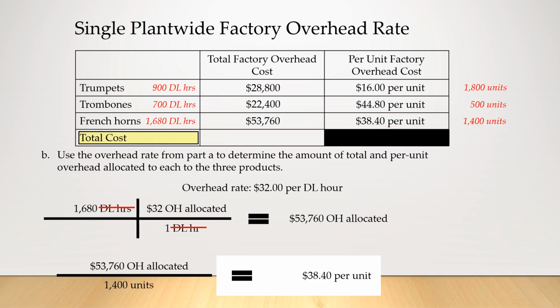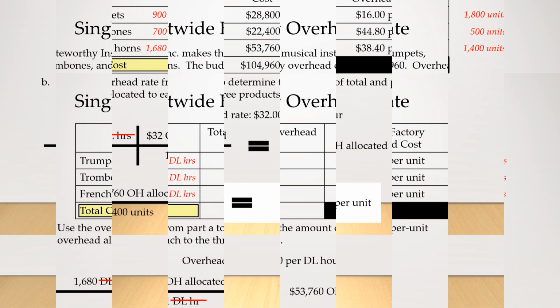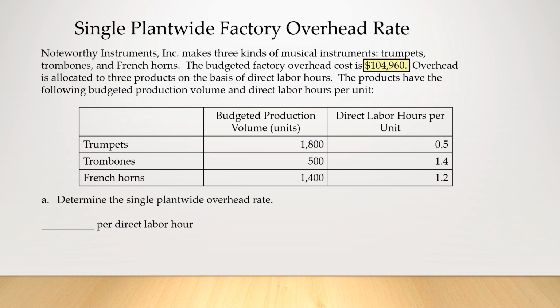Total cost of all allocated overhead sums to $104,960, which you hopefully recognize is the total overhead given to us in the problem. So our math checks out, meaning we can have confidence in our numbers.